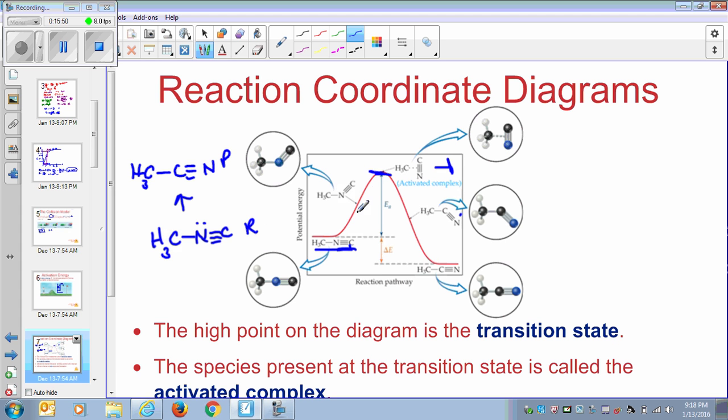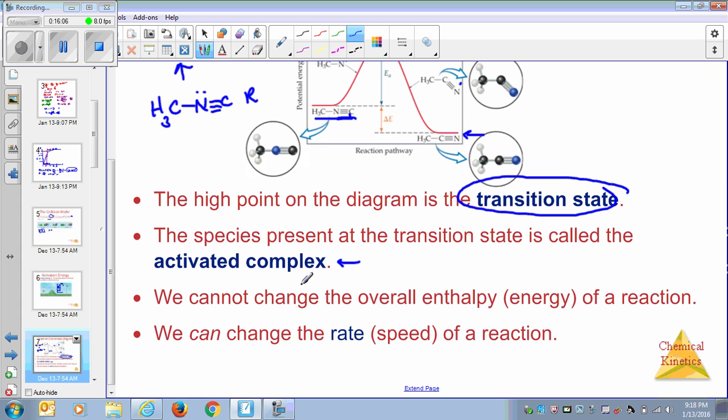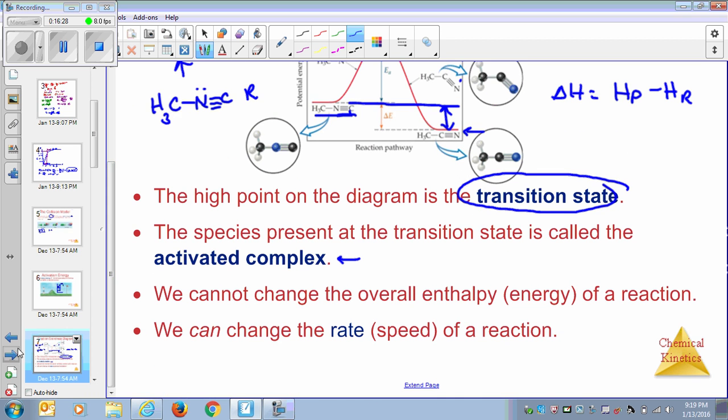So we have to provide the initial energy to start the change, and then the energy is released when that change happens. So this is my product right here. The high point on the diagram is the transition state. The species present at the transition state is called the activated complex. We cannot change the overall enthalpy of the reaction. That means the delta H will not change. So no matter how this reaction happens, the delta H, which is the energy of the products minus the energy of the reactants, will not change.